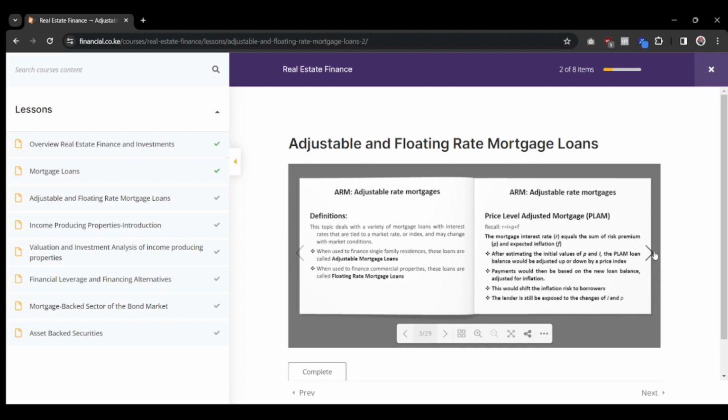Payments will then be based on the new loan balance adjusted for inflation. This will shift the inflation risk to borrowers. The lender is, however, still exposed to the real interest rate and the risk premium.